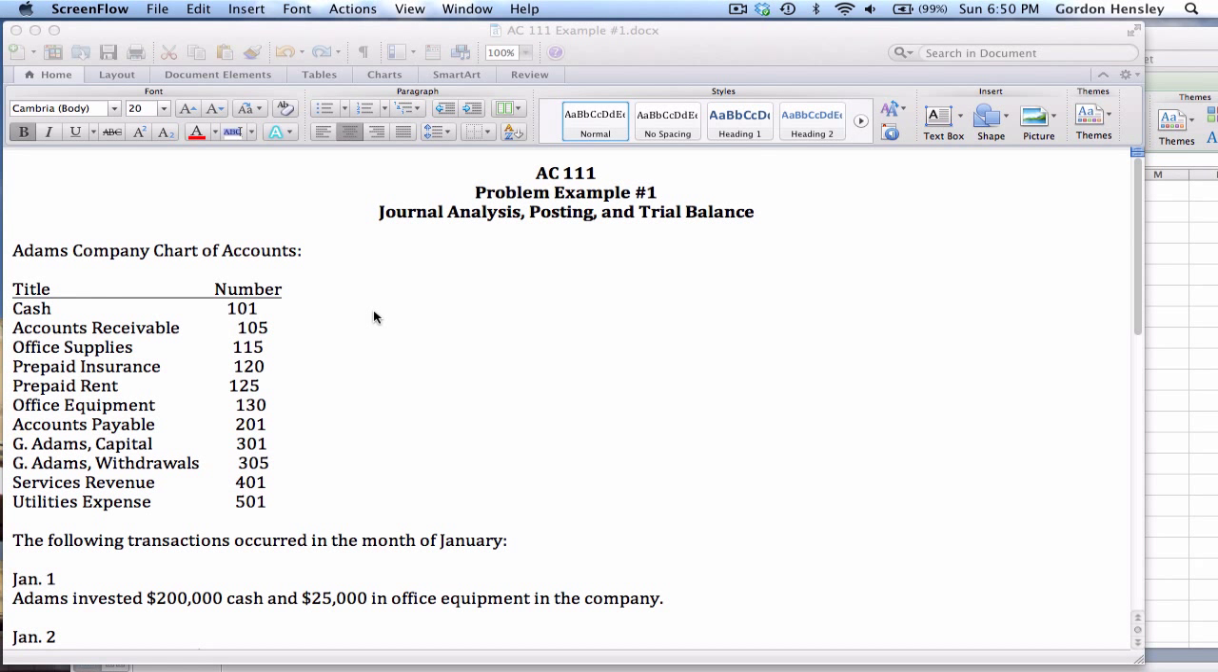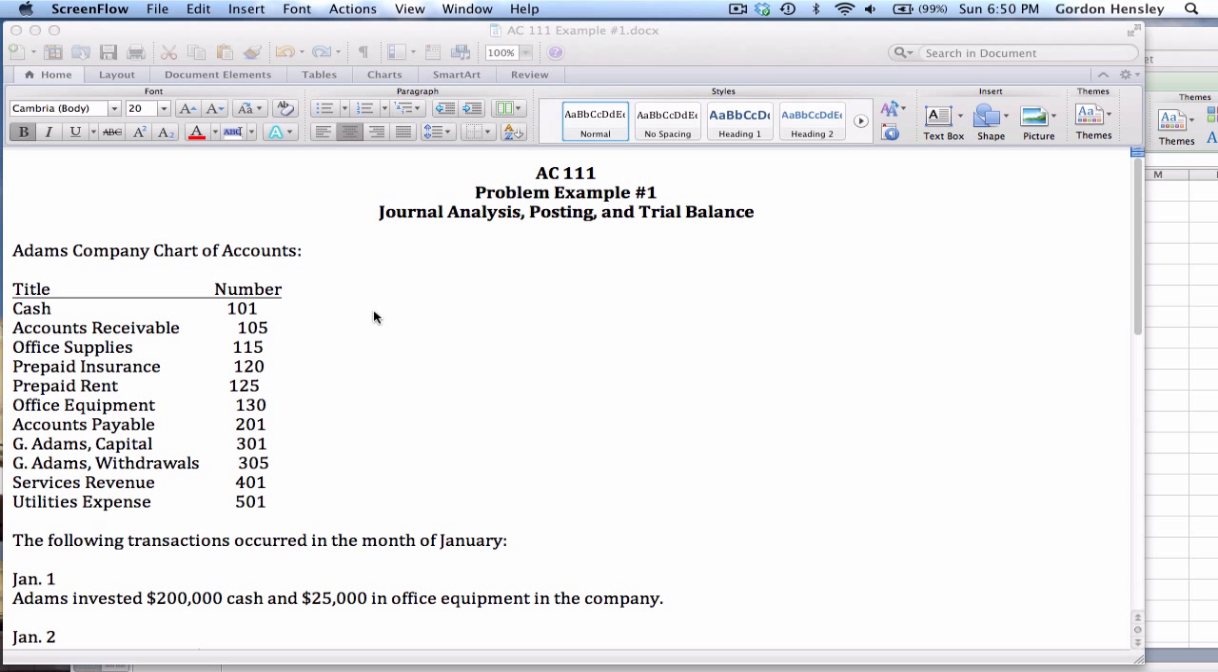This is the video demonstration on journal analysis, posting, and the trial balance. In this video, we're going to take a look at problem example number 1, and I'm actually going to work the solution to this problem. And this is probably one of the lengthiest and most complex problems that we will do in this particular course.